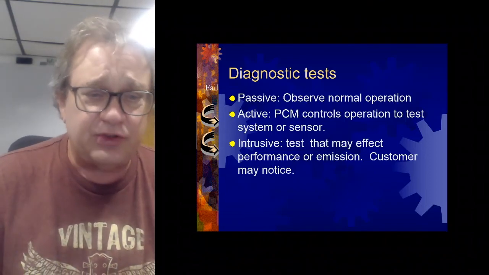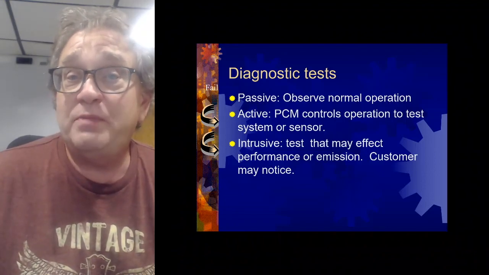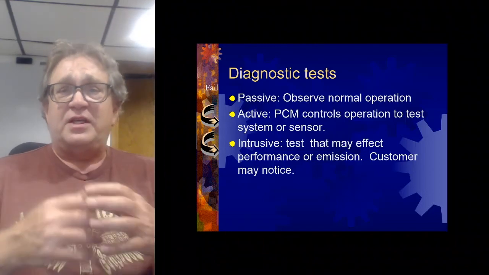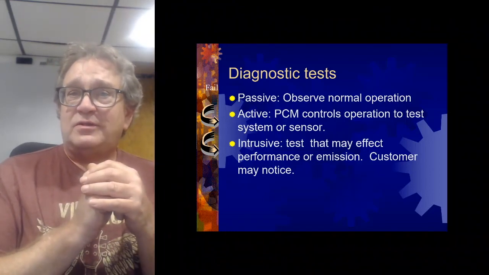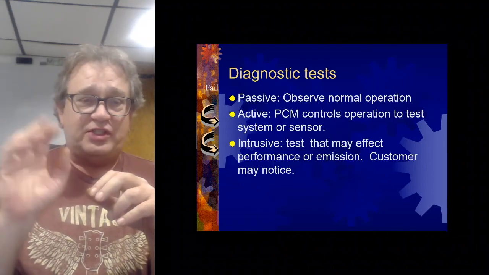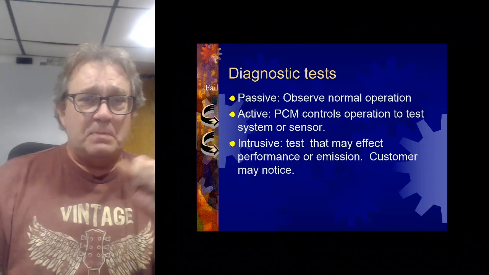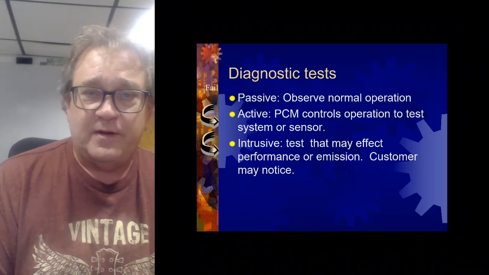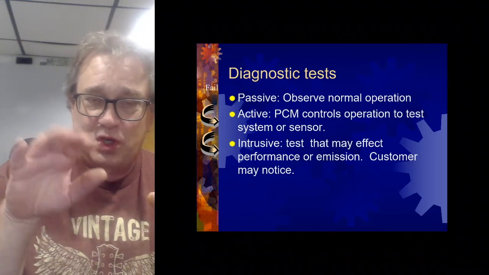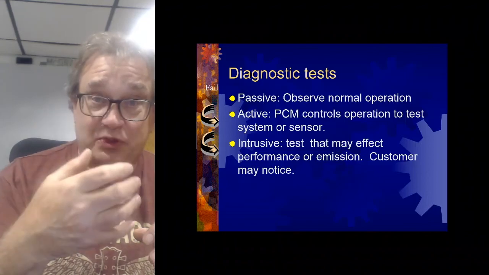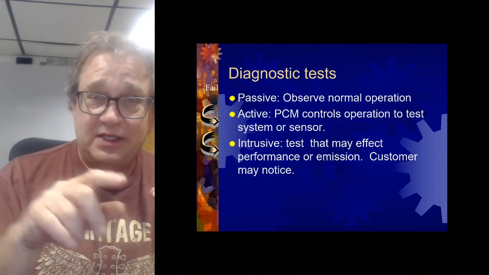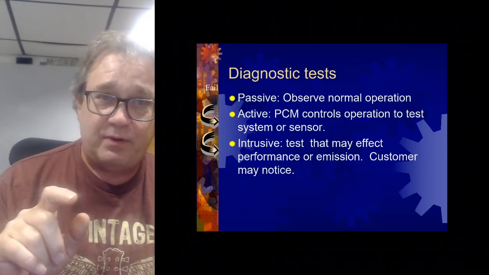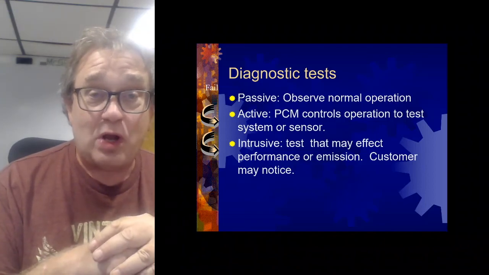We can also go into these more drastic tests. They're called intrusive tests. And this may affect performance or emissions, and the customer may notice this. So let's say it kicks up the idle. Okay? And let's say it has a problem. It sees TPS, it sees MAF, but MAP isn't acting right. It sees a problem with MAF or MAP. Okay? But, so it cracks open the throttle, or it increases idle. It sees an increase in MAF, but doesn't see an increase in MAP. Well, that's deemed as being the problem.